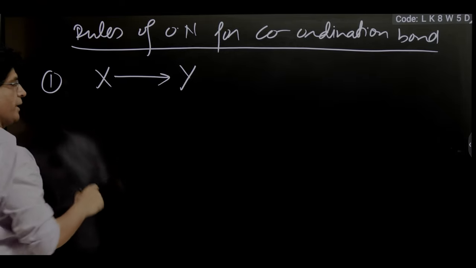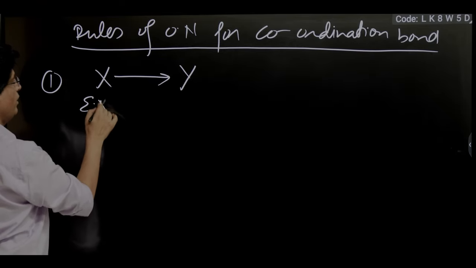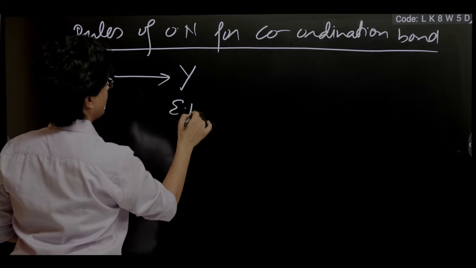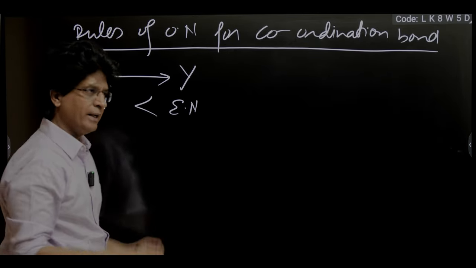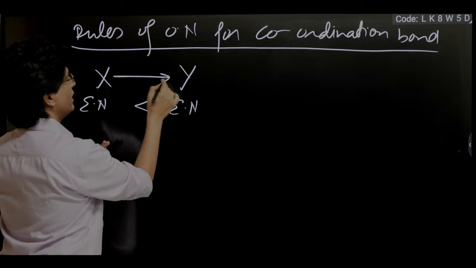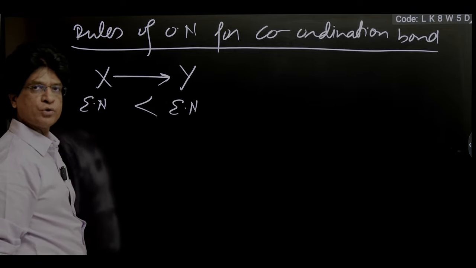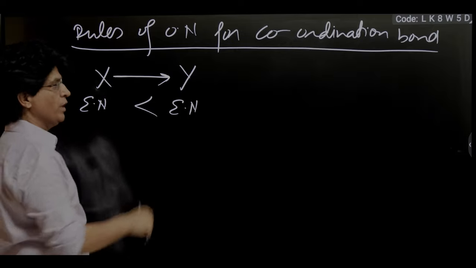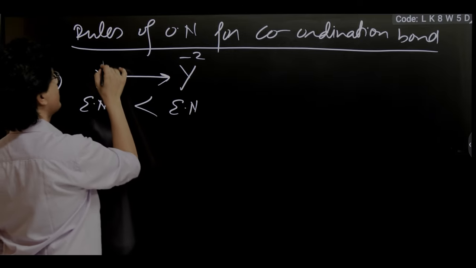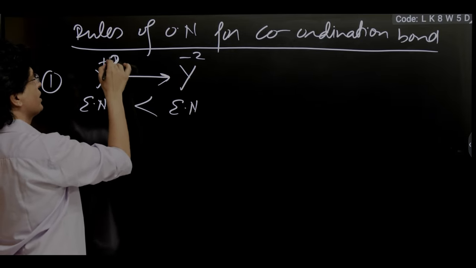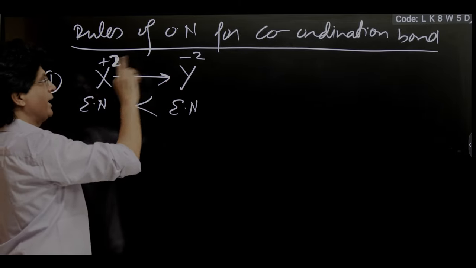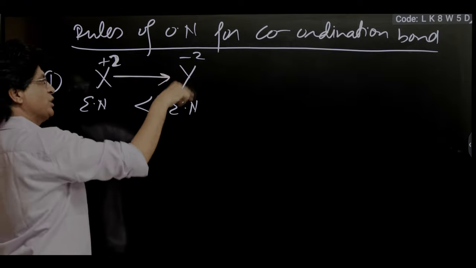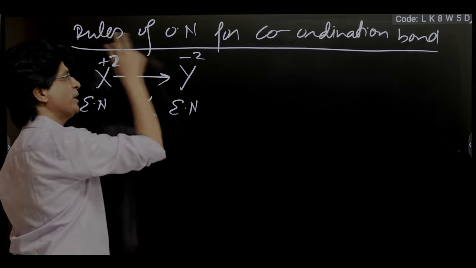Say, first category: if the electronegativity of Y is more than the electronegativity of X, in that case, I believe that Y will keep the electrons of X because it is more electronegative. So it will get minus 2 charge and X will get plus 2 charge. Why? Because Y has taken 2 electrons and X has lost 2 electrons. Since Y is more electronegative, it will keep the 2 electrons.